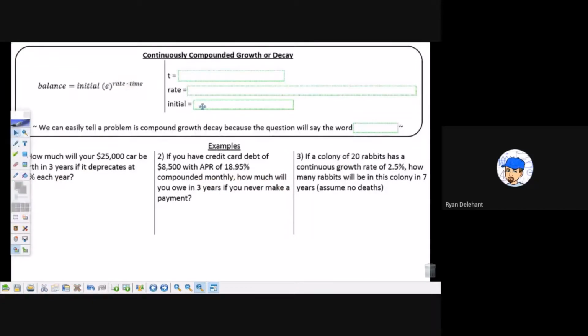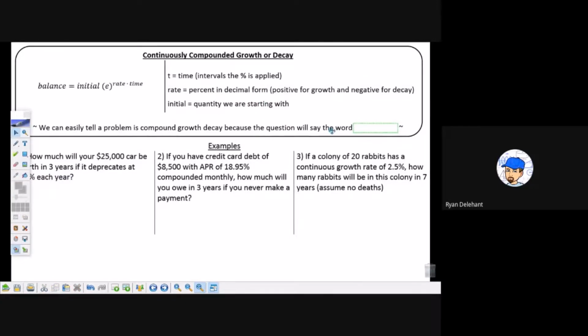like this. Time is still time. Rate is still the percentage in decimal form. Initial is still what we start with. We see the word continuously when it's asked. But here we get this different problem. Now this letter E actually is a number.